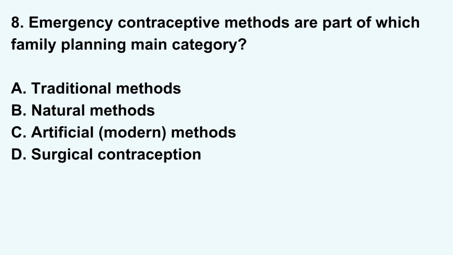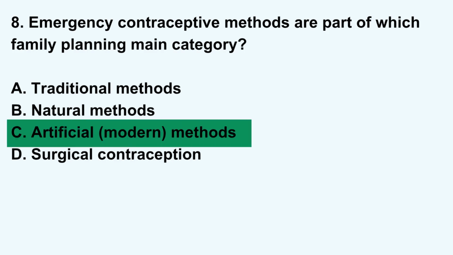Emergency contraceptive methods are part of which family planning main category? A. Traditional methods, B. Natural methods, C. Artificial or modern methods, D. Surgical contraception. Correct answer C. Emergency contraception uses pharmaceutical interventions, placing it within artificial or modern family planning methods.